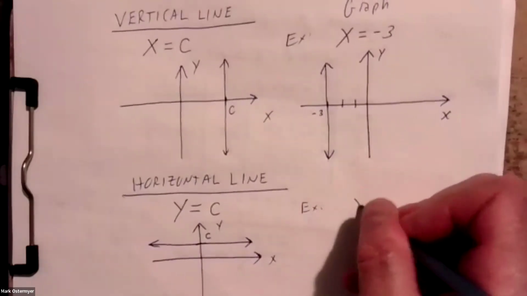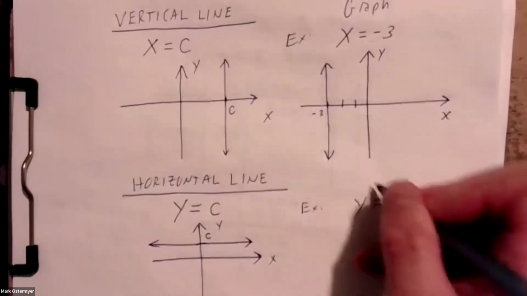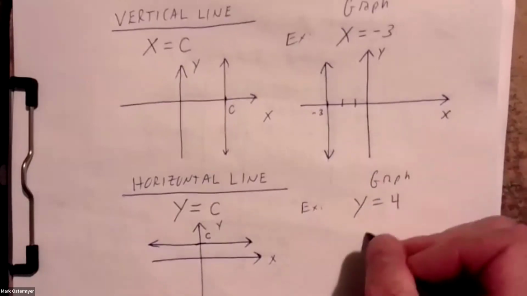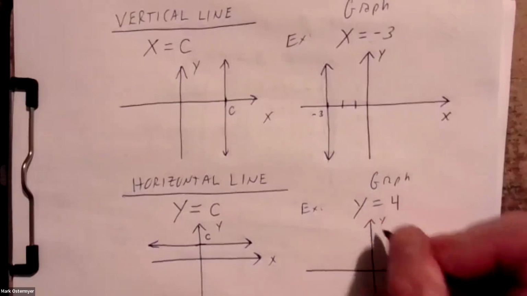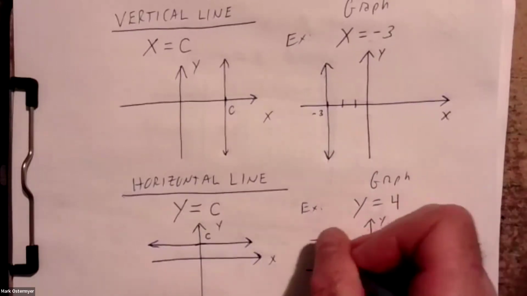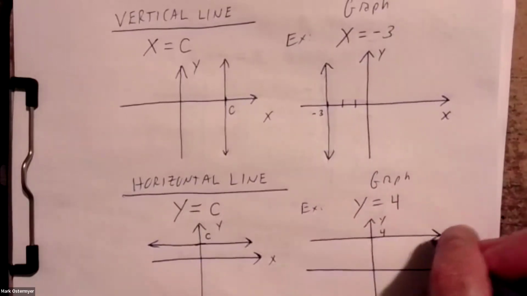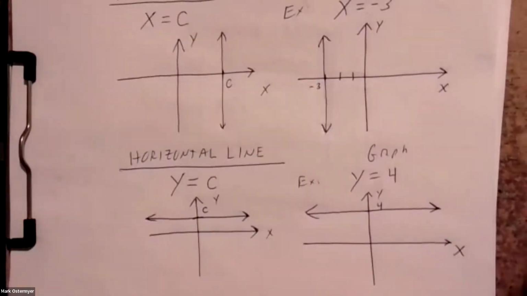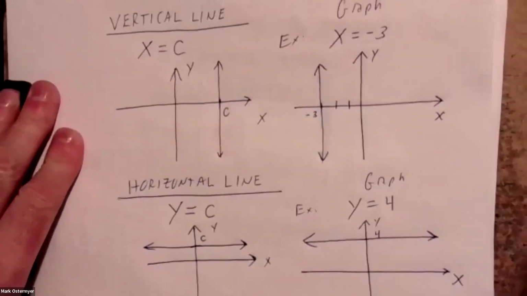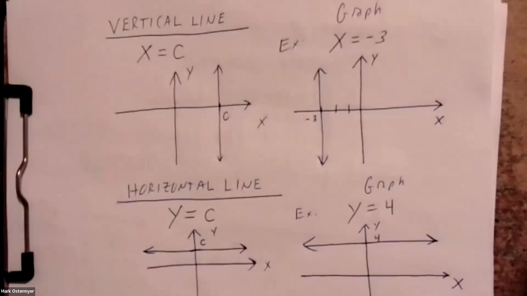Example, y is equal to 4. What would be the graph of y equals 4? It's going to be a horizontal line that goes through the y-axis at, you guessed it, at 4. That would be its graph. And we're done. Those are two special cases. So just try to remember what the equation of a vertical line looks like and what a horizontal line looks like.